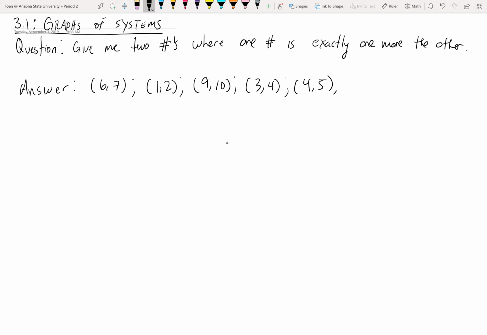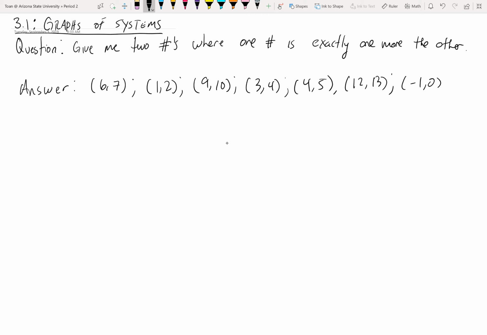Just do one more. 12 and 13, you guys are not that risky or adventurous. Let's dive into the negative worlds. How about negative 1 and 0 would work? 0 is one more than negative 1. So you guys agree that this is a fairly easy question to answer. Give me two numbers where one number is one more than the other.